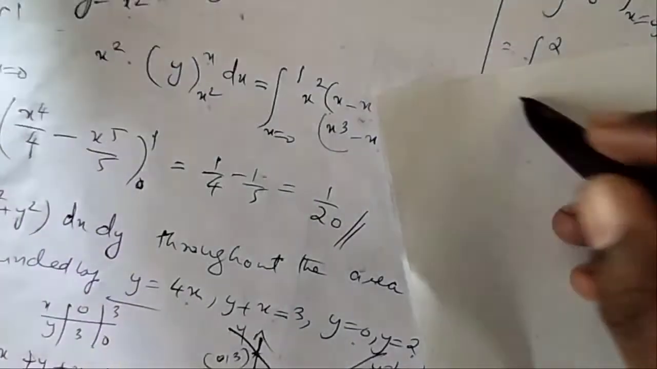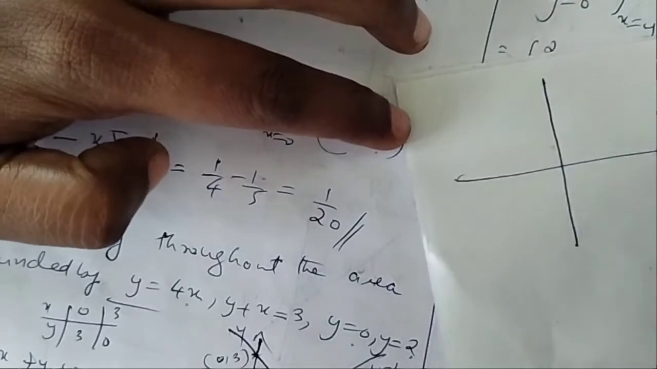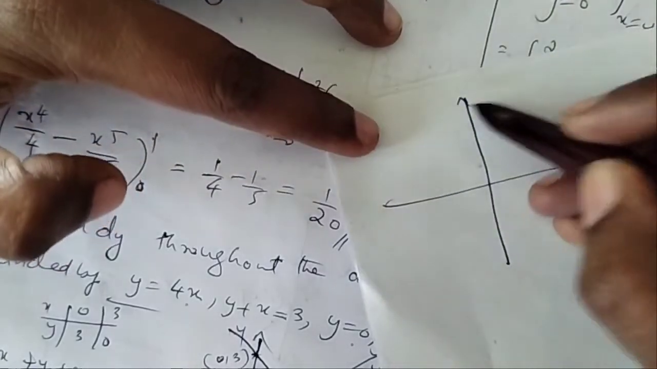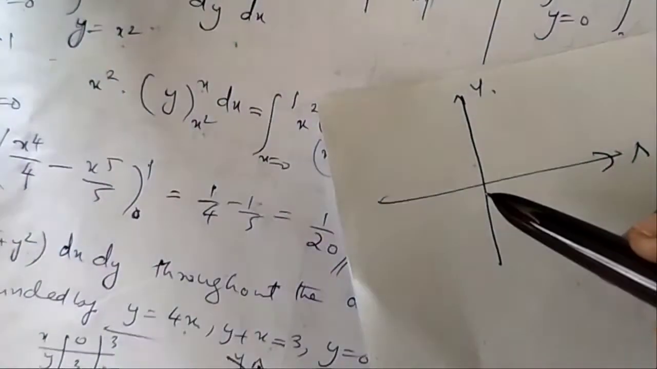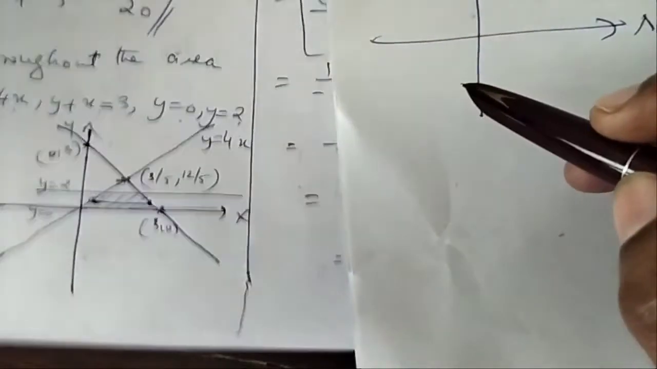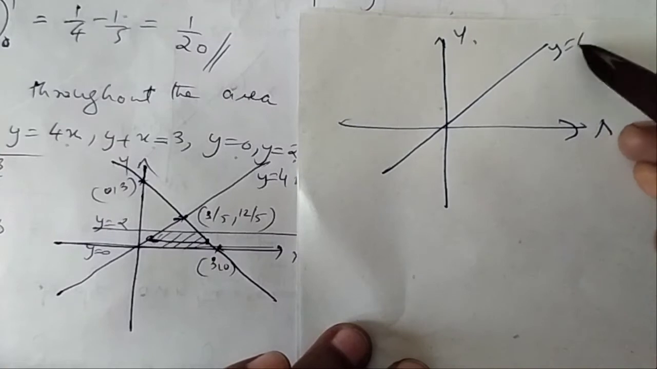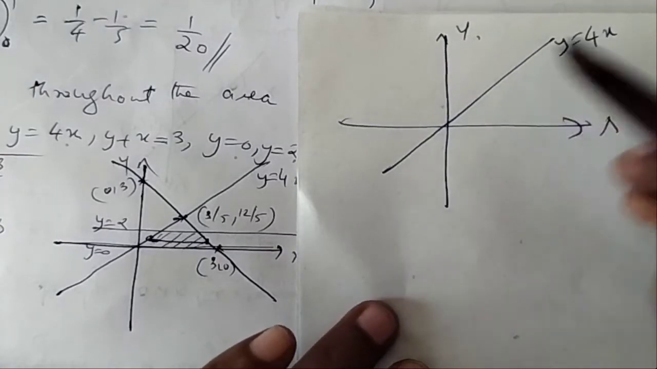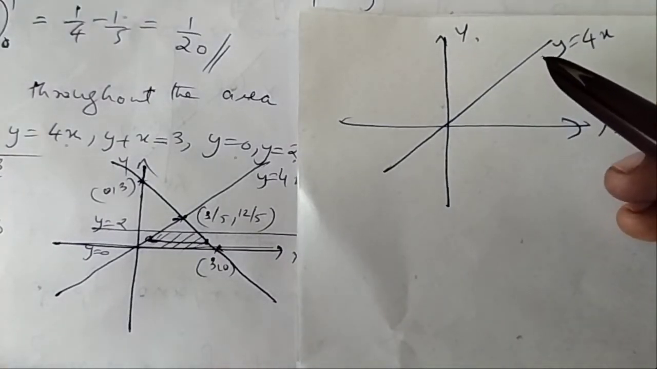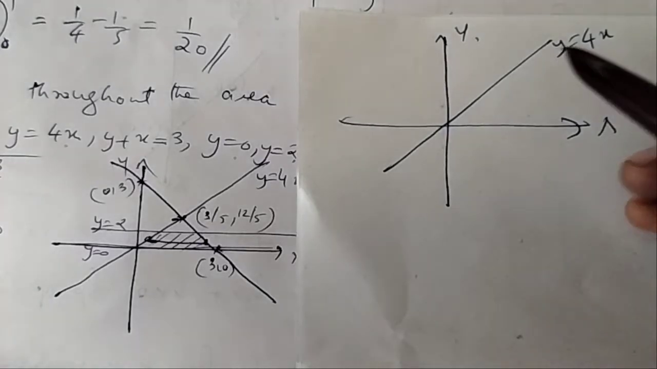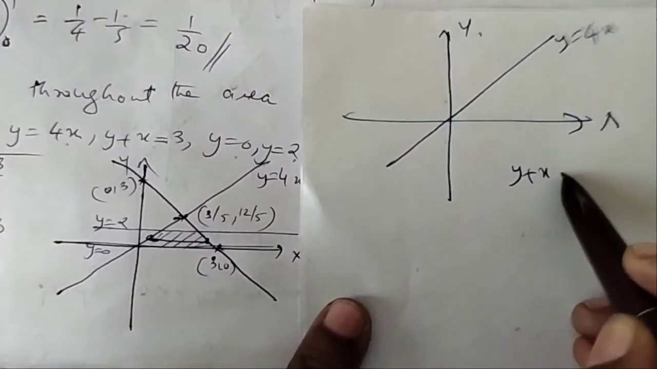Y is equal to 4x. Take the x-axis and y-axis. Y is equal to 4x is a straight line through the origin. So y is equal to 4x. We are roughly, simply drawing, not with the exact measure. Okay. Then y plus x is equal to 3.